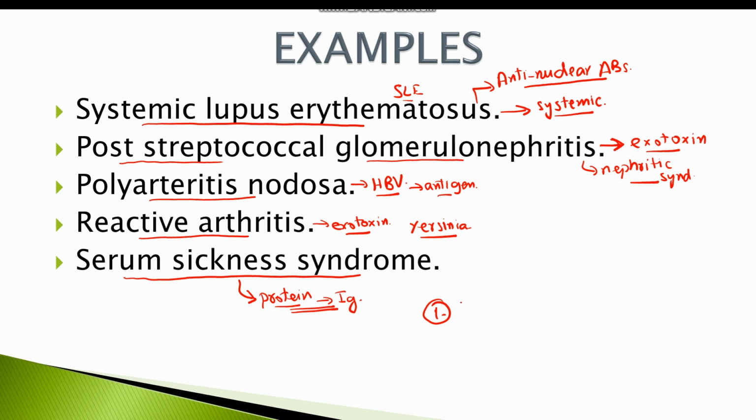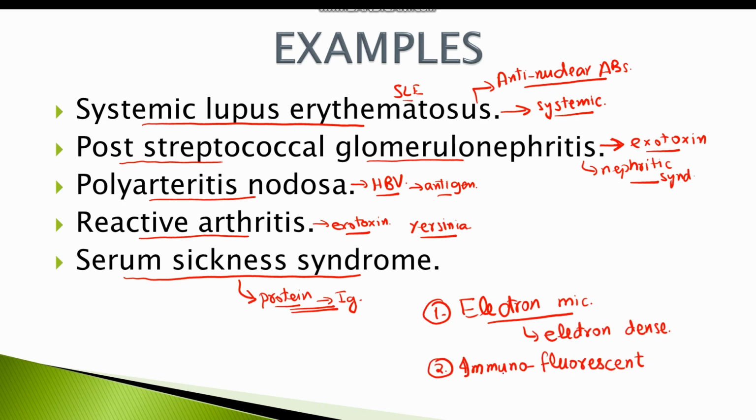The immune complexes can be demonstrated on electron microscopy, where they form electron-dense masses. Moreover, immunofluorescent microscopy reveals granular deposition of immune complexes or antigen-antibody complex.